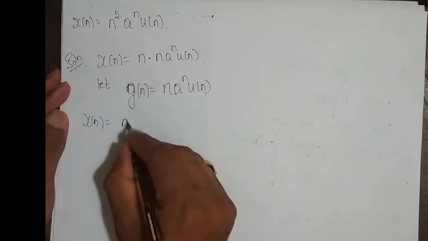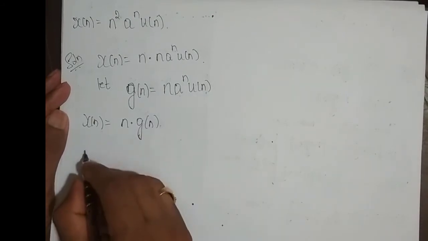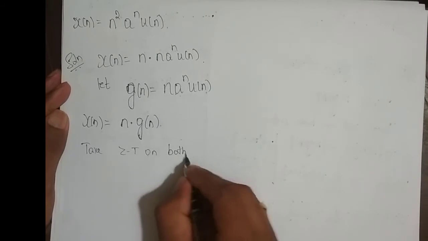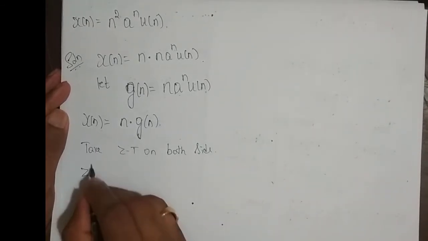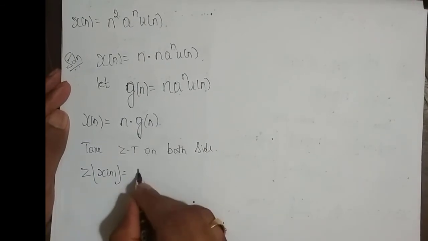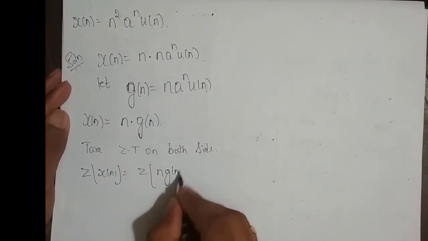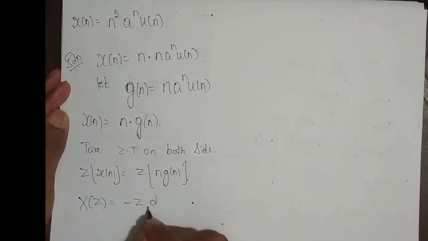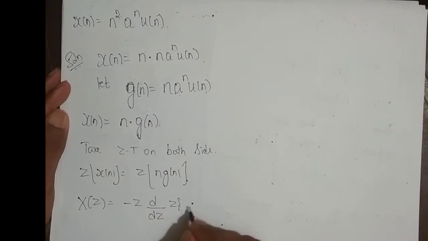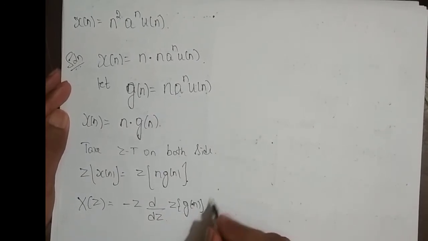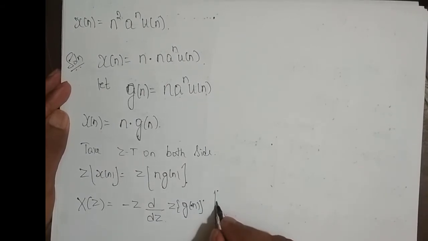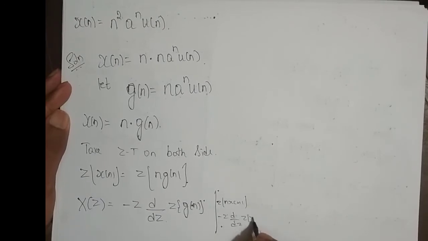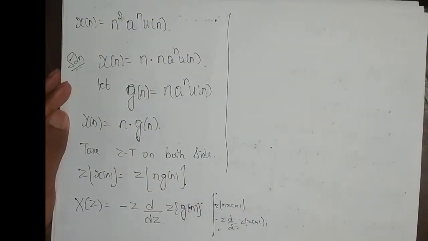Okay, fine. So what is x of n now? X of n is n into g of n, right? So if I take Z transform on both sides, what do I get? Z transform of x of n is equal to Z transform of n into g of n. So x of z is equal to minus z into d by dz of Z transform of g of n, because Z transform of n into x of n is minus z into d by dz of Z transform of x of n, by the multiplication by n property.